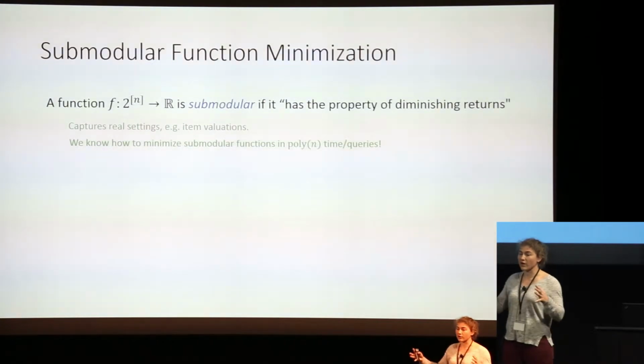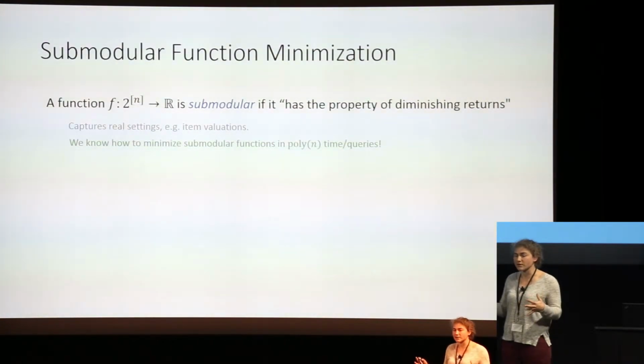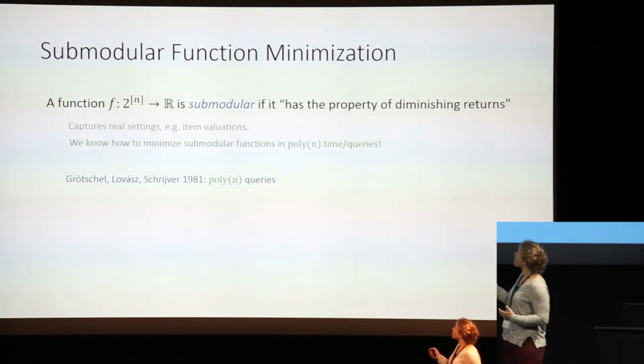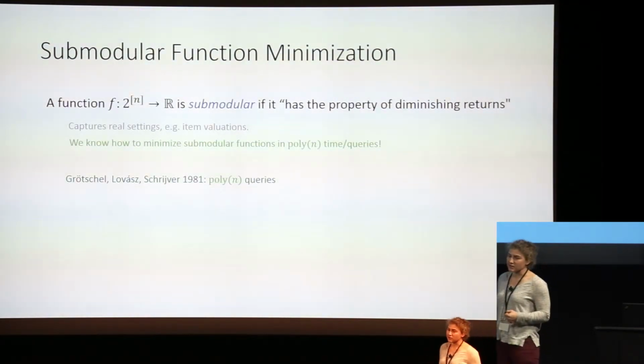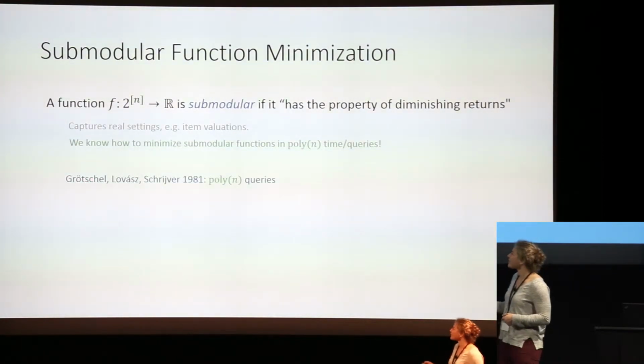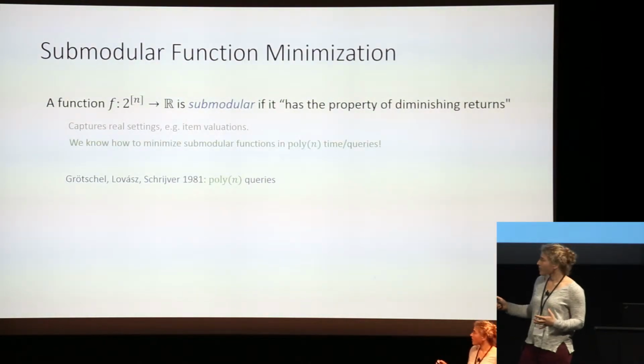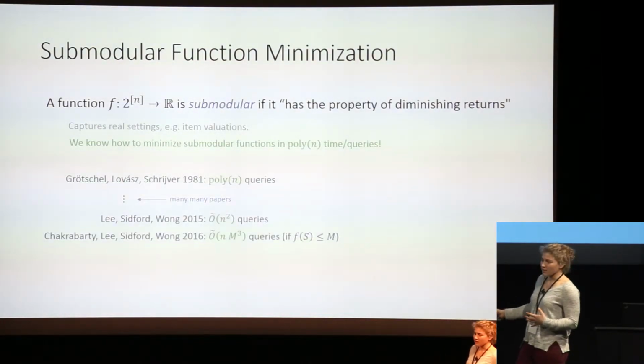So I don't even know the value of the function on the whole set. And for a discrete function, this is actually kind of incredible. So this is a very strong property, and it's actually been studied since the 80s. So in the 80s, Grötschel, I hope I'm pronouncing that correctly, Lovász and Schrijver gave the first polynomial time and query algorithm. Okay, then there are many, many papers since then.